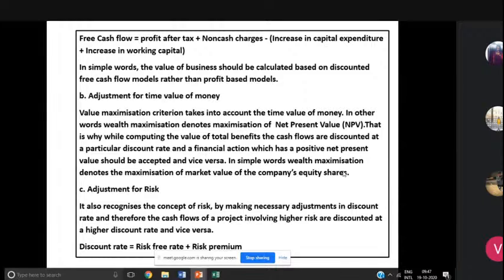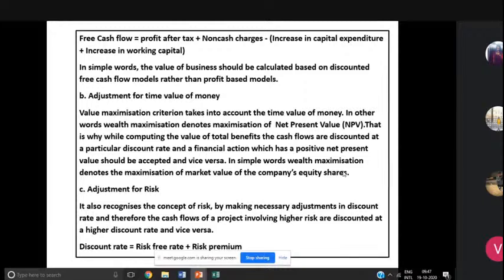What is the next step we have to do? Adjustment for risk. It also recognizes the concept of risk. How? By making necessary adjustment in discounting rate, and therefore cash flows of a project involving higher risk are discounted at a higher discount rate and vice versa. I think it is clear to you.